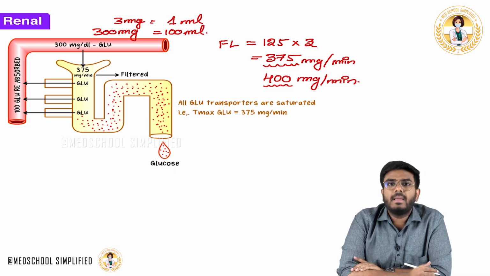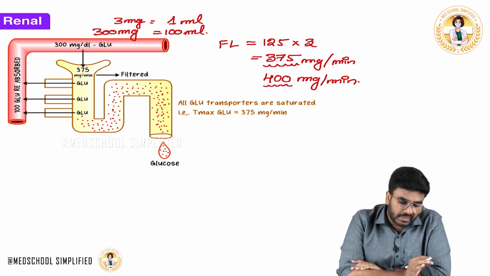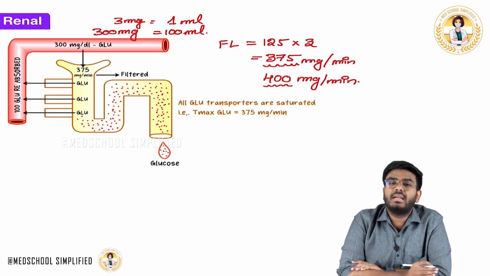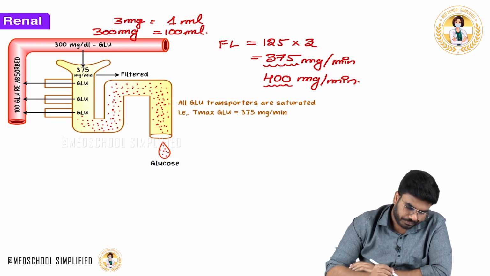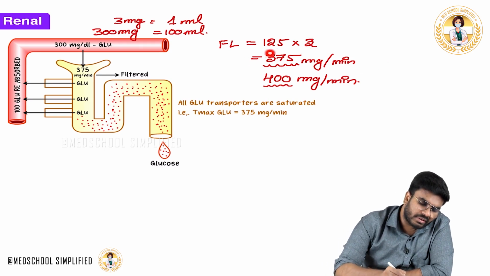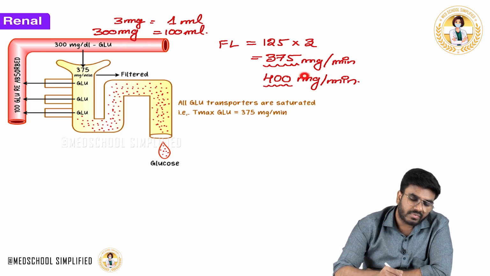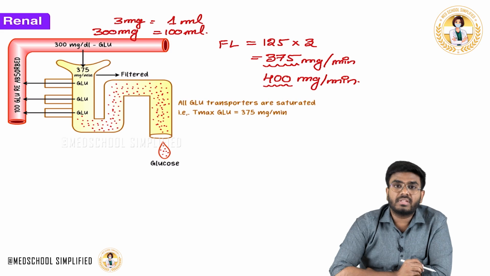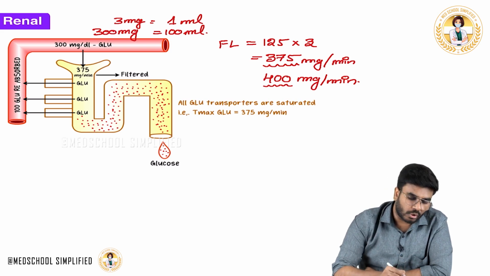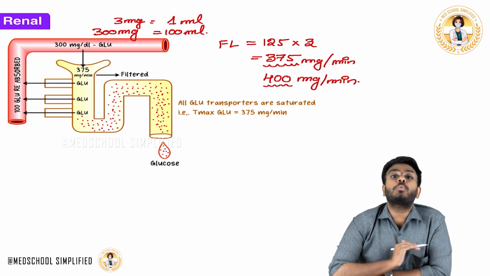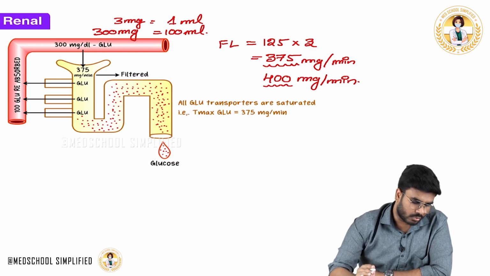So, in the same way, up till 375, up till this value, 375 milligrams of glucose can be reabsorbed, but more than that, no. This value, this 375 milligrams per minute, is called the transport maximum. So what is the transport maximum for the glucose? The transport maximum for the glucose is a filtered load of 375 milligrams per minute.